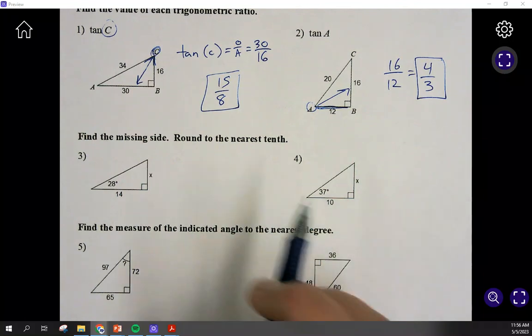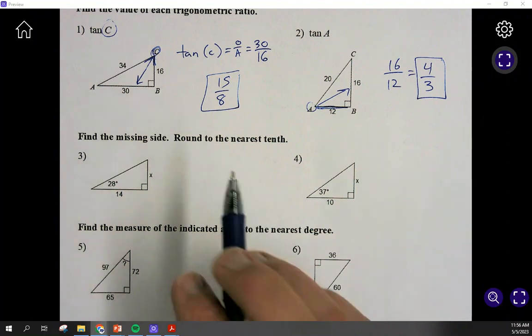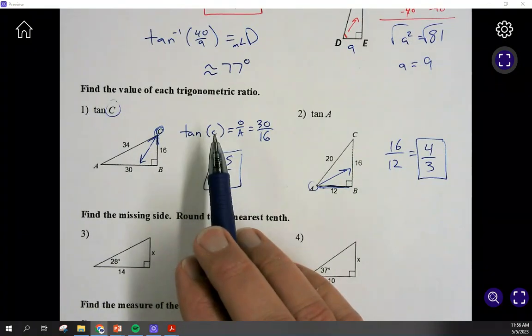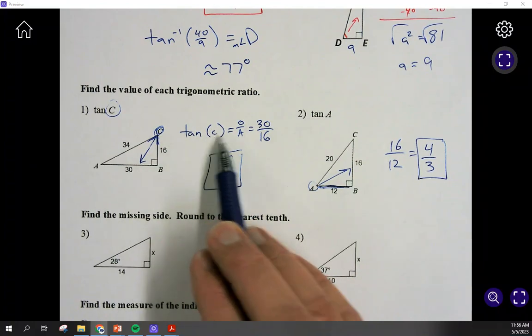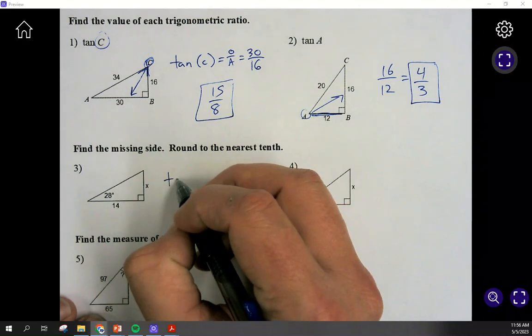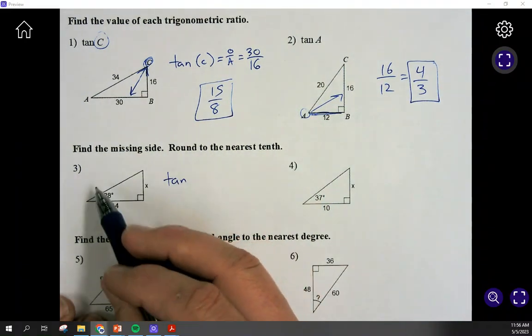Okay, 3 and 4 now, we're going to use this trig to find a missing side. We'll have to round. We're not going to get perfect numbers. So we still write this out the same way, but now we're going to put the angle measure in here, and we'll be missing one of our pieces of the ratio. So again, we'll eventually use sine and cosine, and we'll have to recognize what sides we have.